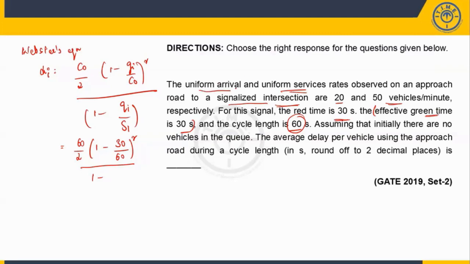Qi means uniform arrival. How much is Qi? Uniform arrival is 20. How much is the uniform service rate, the total flow? 50 vehicles per minute. Calculate it and tell me the answer.